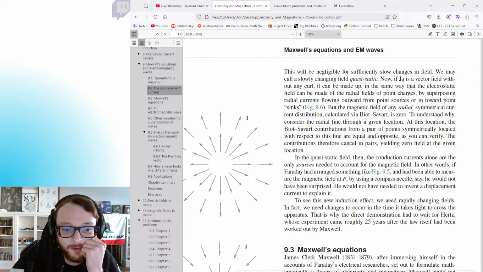Oh, it's basically the argument that you made, I think. At this location, Biot-Savart contributions from a pair of points symmetrically located with respect to this line are equal and opposite. Oh. So they're talking about what? The ones on opposite sides of the sphere? Oh, maybe they are.